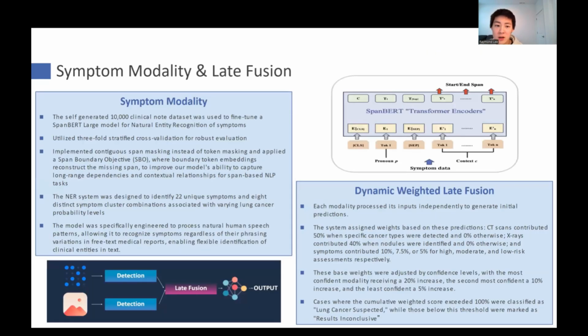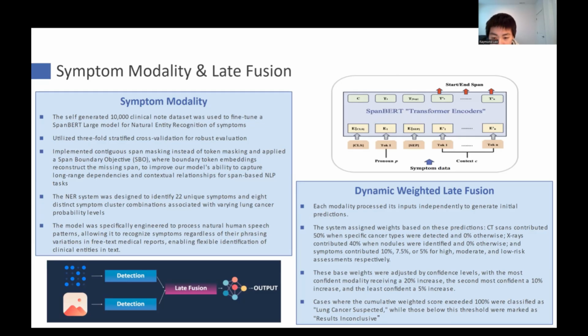For the final modality, the symptom modality, we utilized a SpanBERT large model with continuous span masking and span boundary objective to recognize symptoms utilizing NER techniques. The system recognizes 22 unique symptoms across 8 symptom cluster rules and is able to successfully process natural language variations in clinical text and find symptoms important for lung cancer.